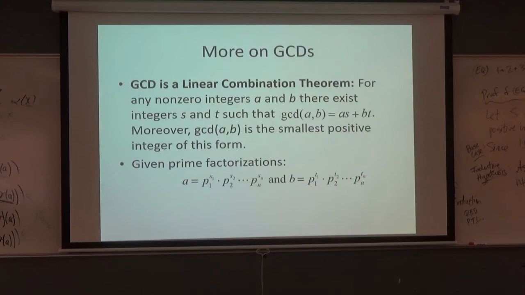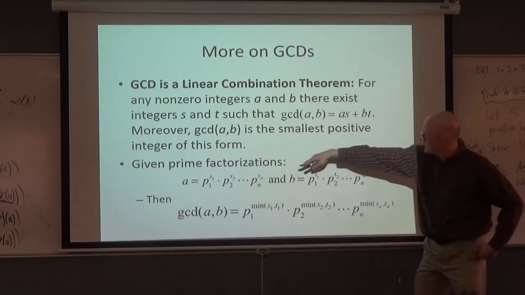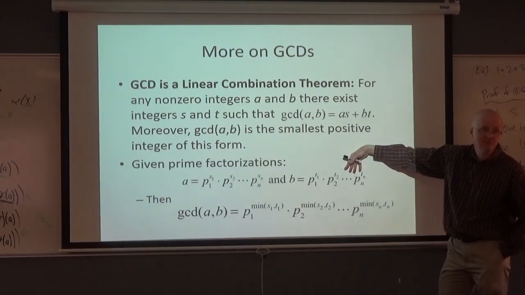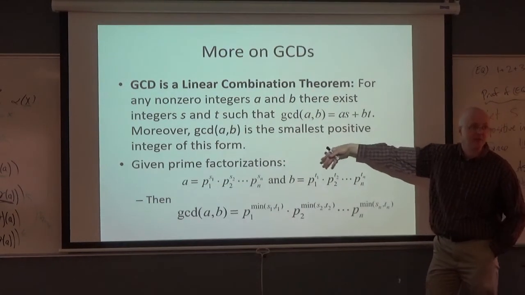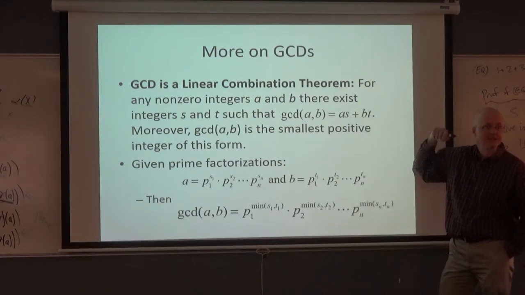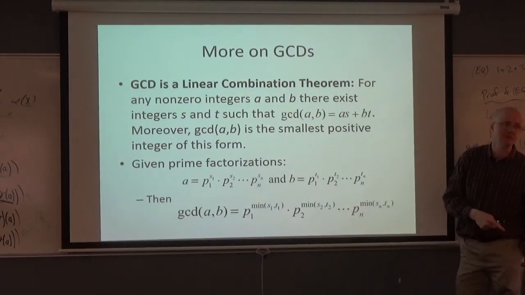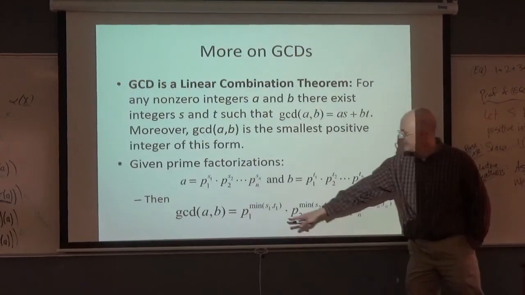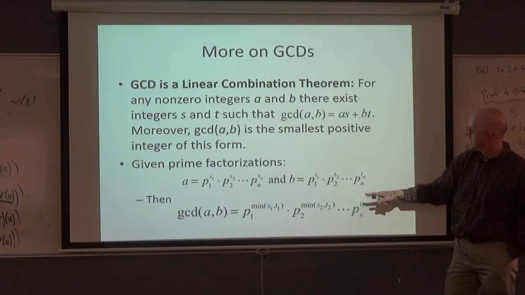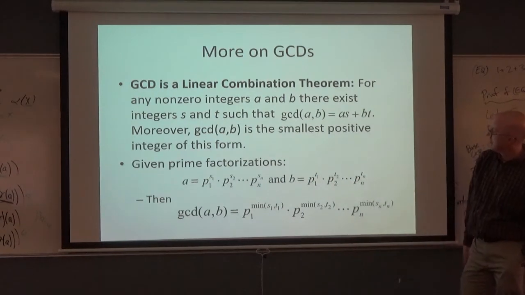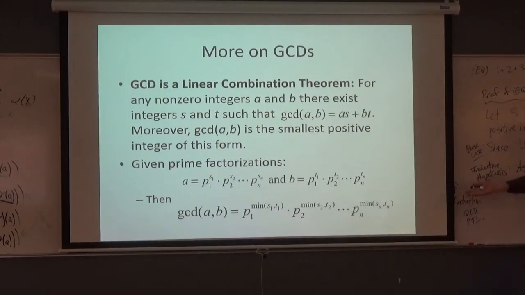You can also say, this is not explicitly stated in the book, that given prime factorizations of A and B, where I put the same primes, but you should realize that some of those powers could be 0. It's just notation that allows me to write them both with the same primes in the list. But some of those powers could be 0, so some of those primes aren't necessarily divisors of A or B. The GCD can be found by taking the product of the same primes with powers that are the mins, the smaller of S1, T1, S2, T2, etc. You should think about that with examples too.